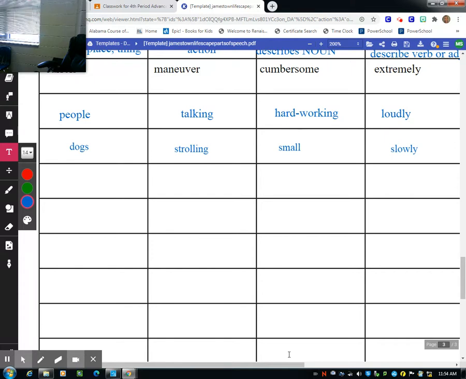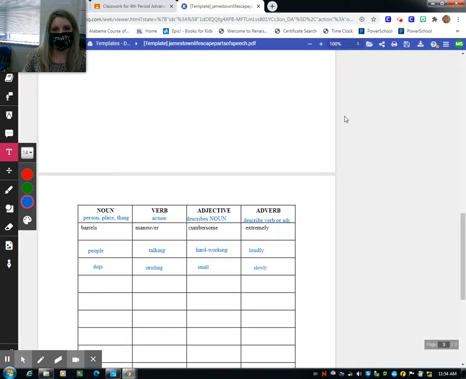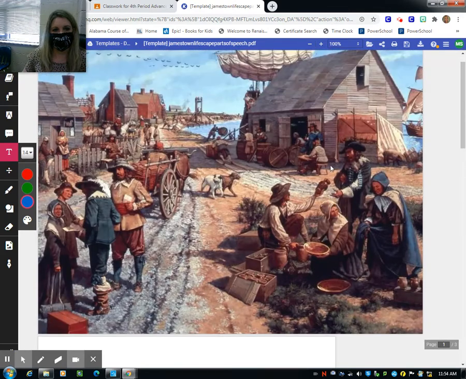If you get stuck, I will be glad to help. Try filling out your chart first, and then go back. You can go back down to the sentences last. You can pick which ones are your favorite. Would it help if I put the picture up here so you don't have to go back and forth and look at the picture? Okay. There we go.